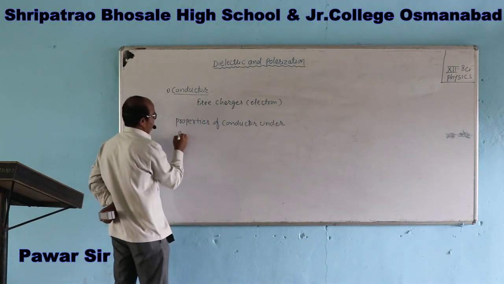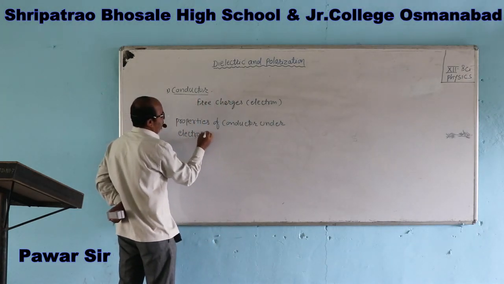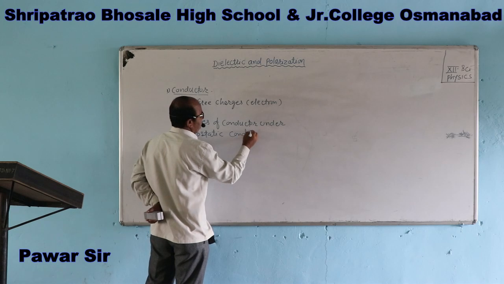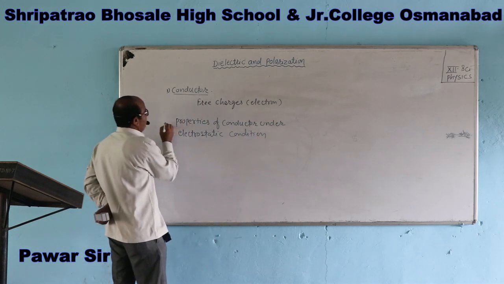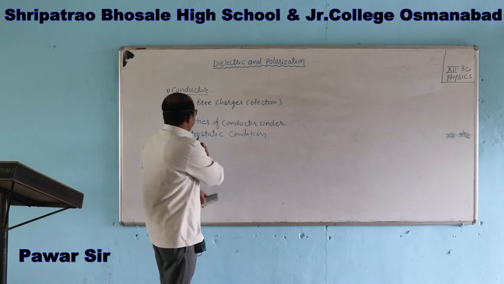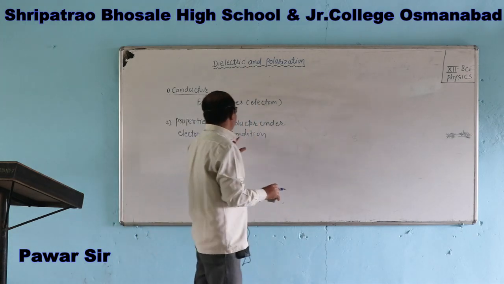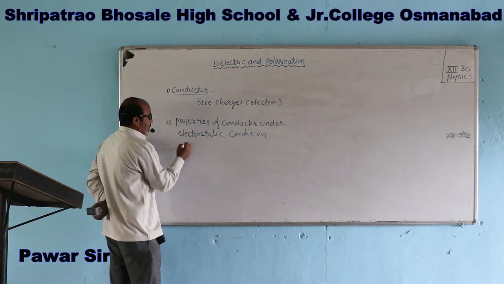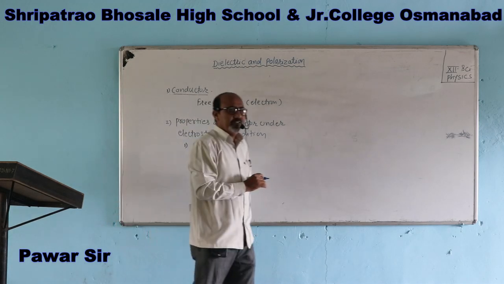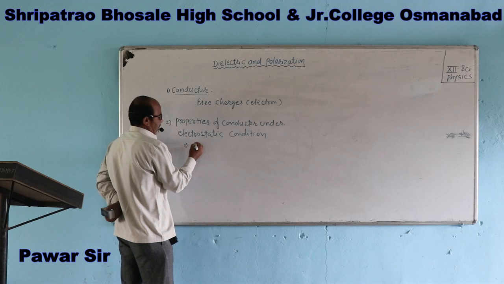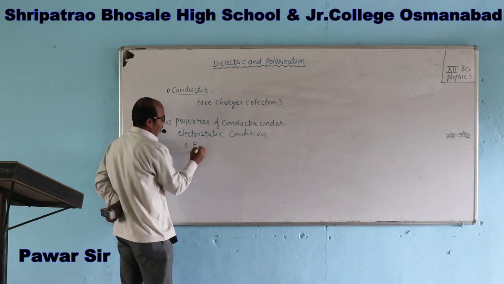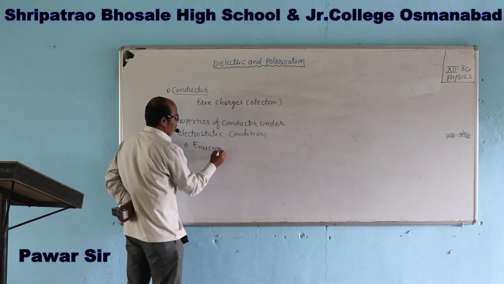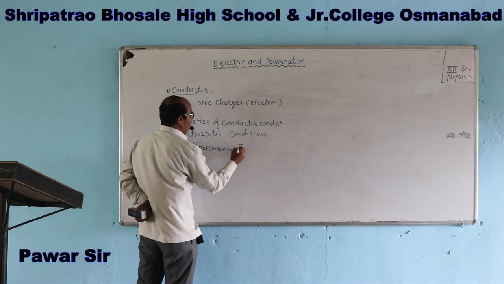Under electrostatic condition. Electrostatic condition means the charges on that material are stationary or at rest. Then the electric field inside the material is zero, meaning the net electric field in the interior part of the conductor is zero.